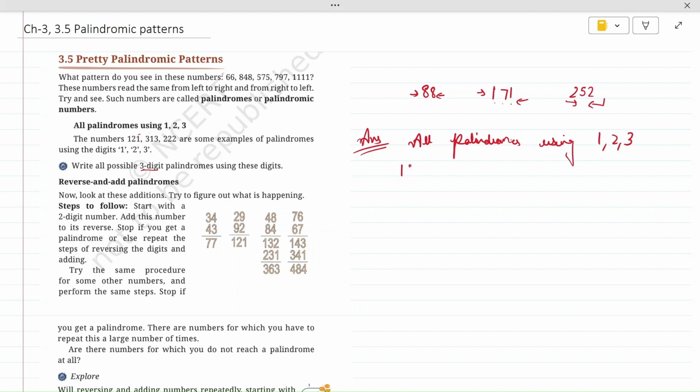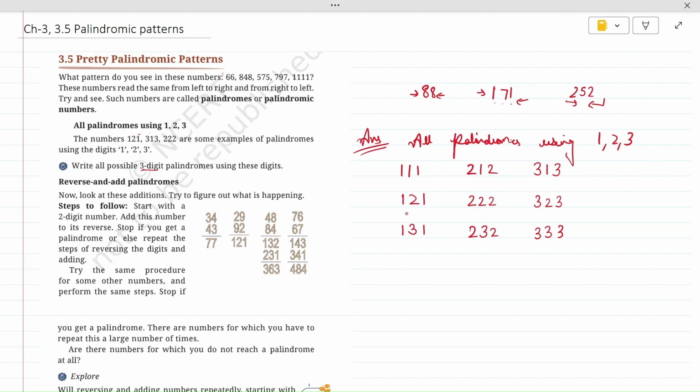So, we will have 1, 1 and 1, first one. Then we have 1, 2 and 1, 1, 3, 1. Okay. Next, 2, 1, 2, 2, 2, 2. And then we have 2, 3, 2. With 2 we have done. Now with 3, it is 3, 1, 3, 3, 2, 3, 3, 3 and 3. So these are the numbers we are getting using 1, 2, 3 and all these numbers are palindromes.